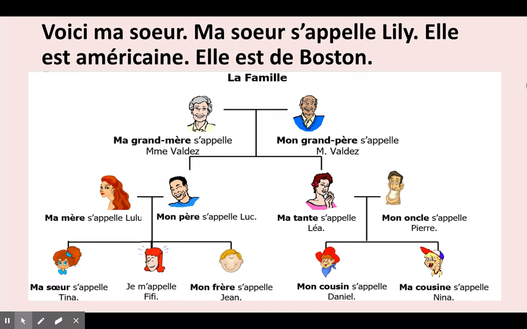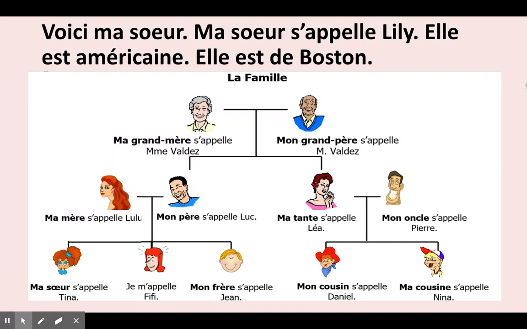It's how many we want to put in our tree. Mon cousin s'appelle Daniel, right? That's my masculine one, my cousin. Ma cousine s'appelle Nina, right? That's my female cousin, Nina. So that's my family tree descending from my grandparents.